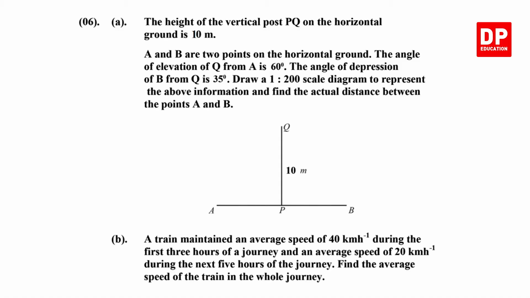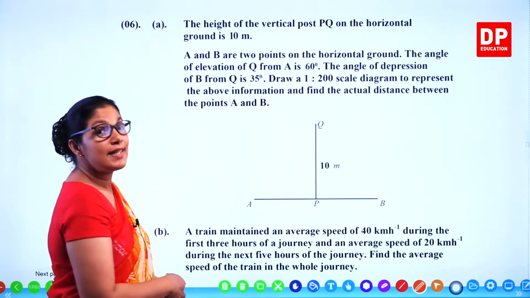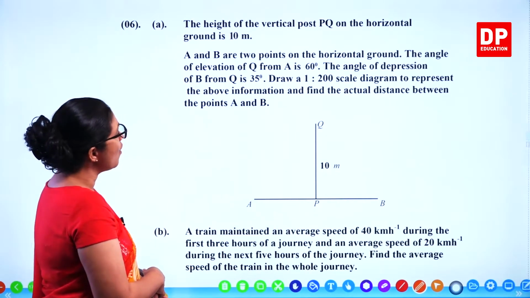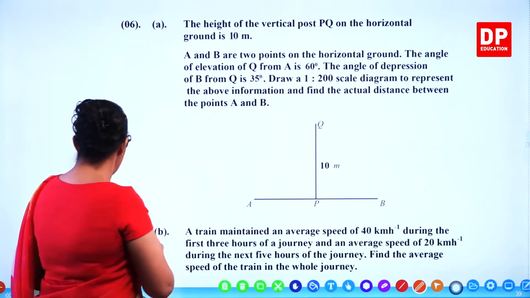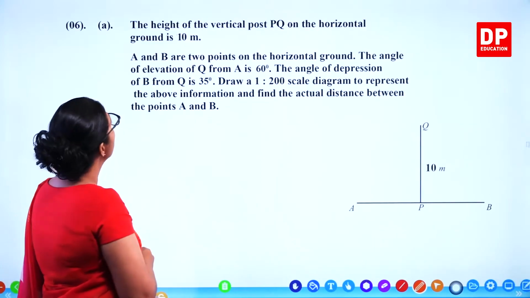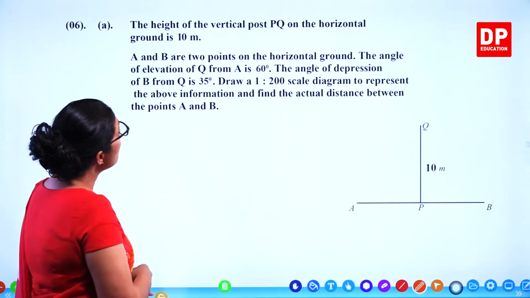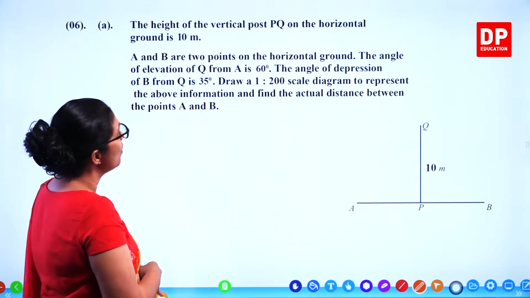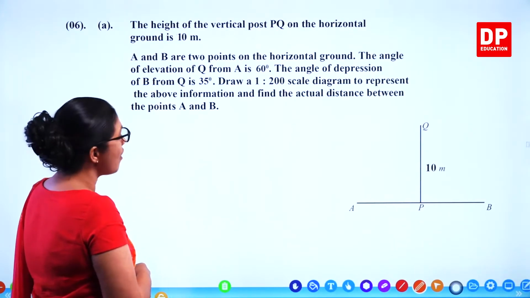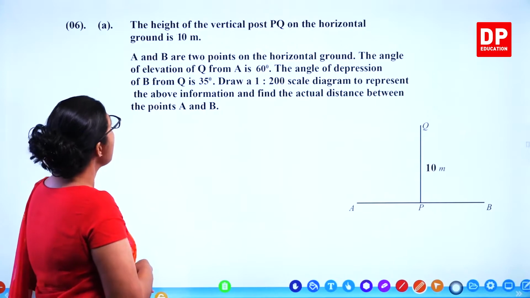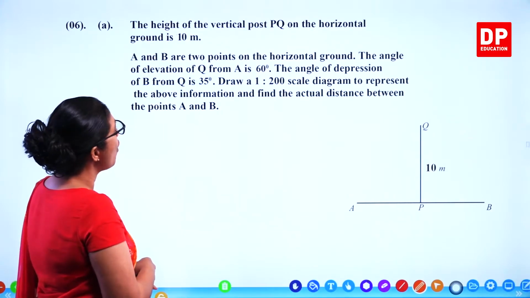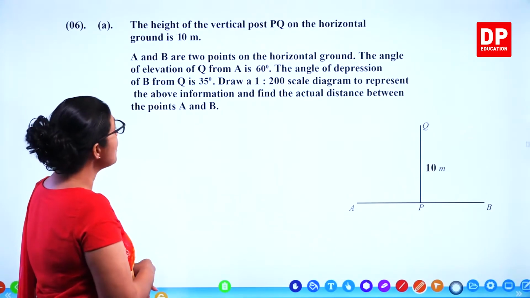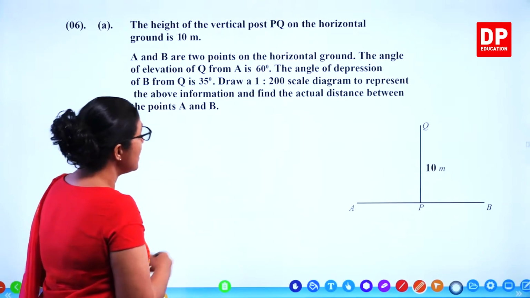Question number 6. It's about scale diagram. So, you have to find out the lengths. Let's do that. The height of the vertical post PQ on the horizontal ground is 10 meters. A and B are 2 points on the horizontal ground. The angle of elevation of Q from A is 60.